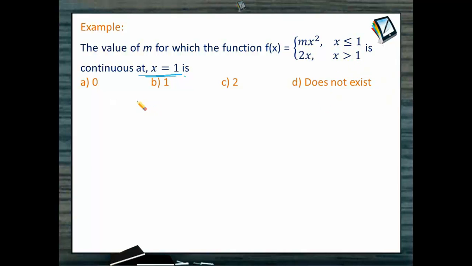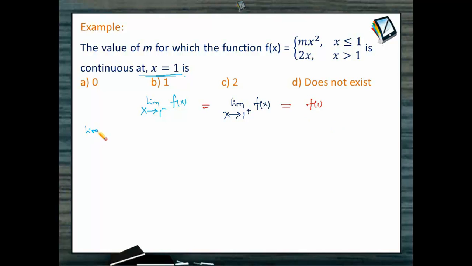Therefore, for us the condition of continuity should be: limit as x tends to 1 minus of f of x should exist. Limit as x tends to 1 plus of f of x should exist, that is, the right hand limit also should exist. And the functional value at 1 should exist. And all three values must be equal.